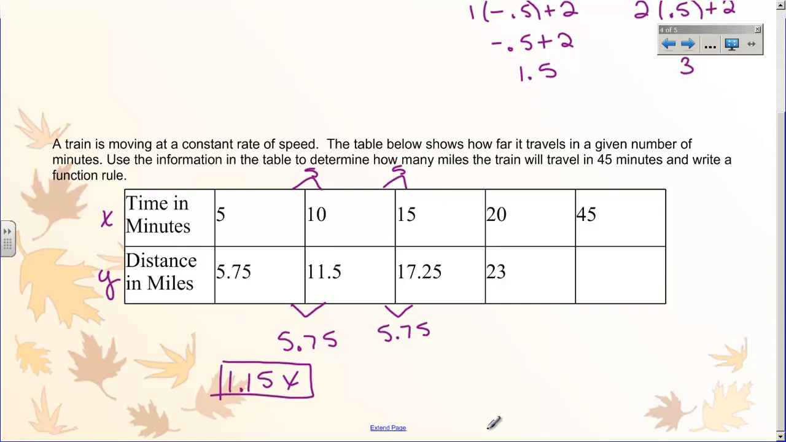It's 1.15x because my train is going 1.15 miles per minute, because this is in minutes, not in hours. So to figure out how far it's going to go in 45 minutes, I'm just going to plug in 45 for x. I'm going to do 1.15 times 45. And I get that the train goes 51.75 miles in 45 minutes. And so I found my function rule and then used my function rule to answer the question.